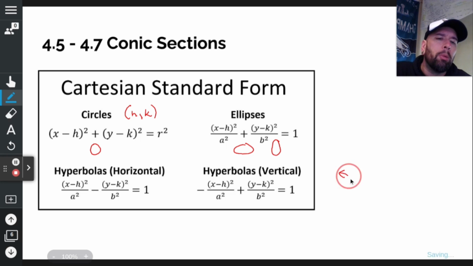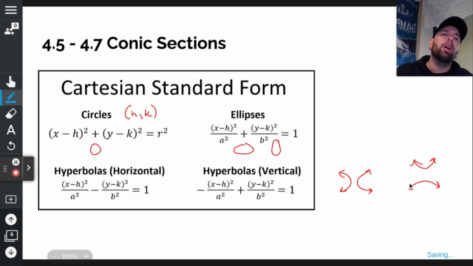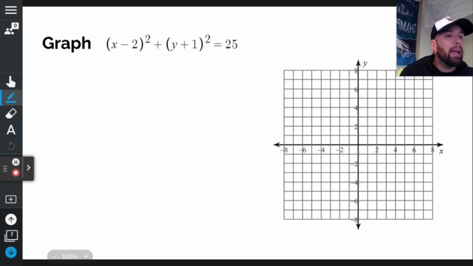By the way, hyperbolas look like those parabolas that I talked about a minute ago. So that's one version of a hyperbola. That's another version of a hyperbola. It all depends on where your negative lives, and we'll get to that. So let's start right off the bat by graphing a circle in that form.